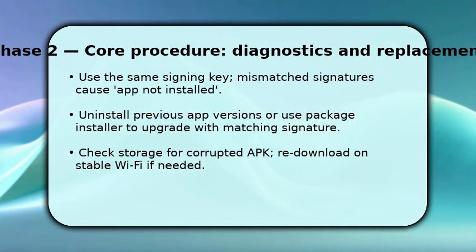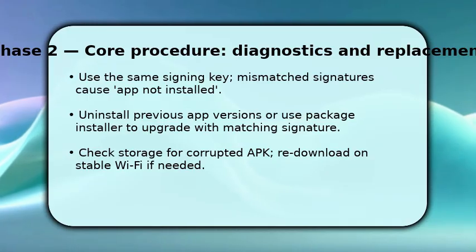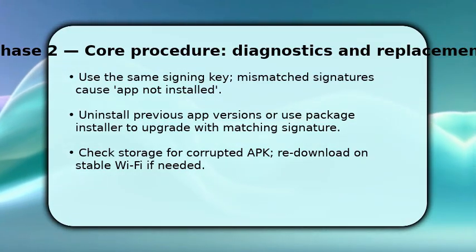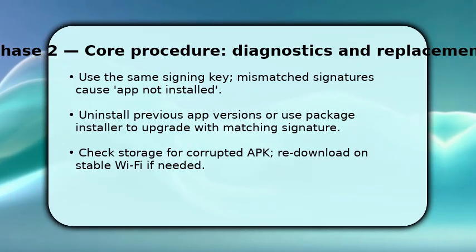Now proceed with the actual install. Start the APK from your file manager. If you get app not installed, it is often signature mismatch. Uninstall the existing app first, because upgrades require the same signing key.